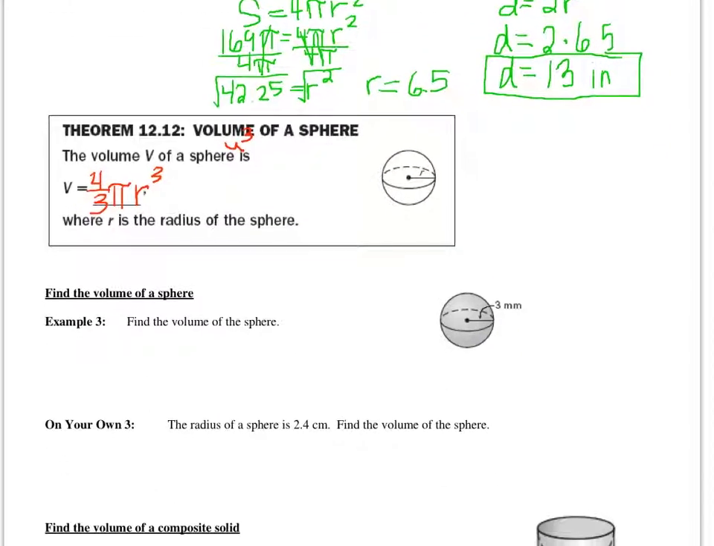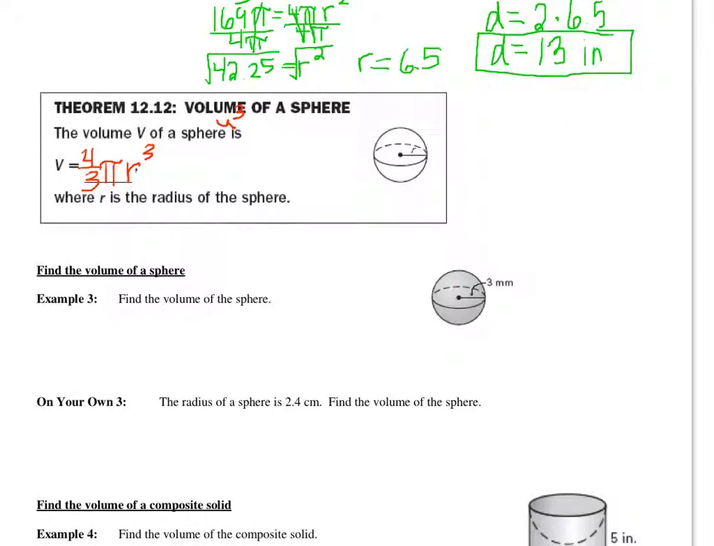So let's use this. Example 3 says find the volume of the sphere, and they give us our radius. So let's just write our formula. Volume equals 4/3 pi times our radius cubed. So volume equals 4/3 pi times our radius, which is 3 cubed.